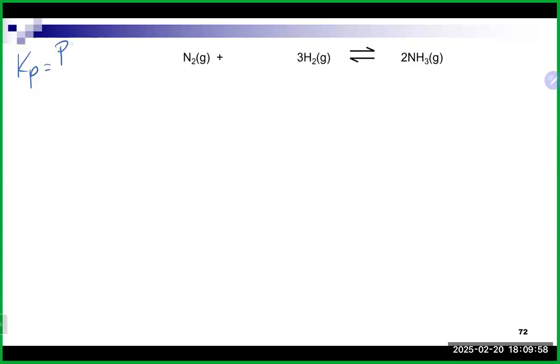So that would be the partial pressure of NH3, and we do still need to square it, divided by the partial pressure of N2 times the partial pressure of H2, and here we do need to cube it. And that's going to equal our Kp value, which is 4.31 times 10 to the minus 4. Now I'll just rewrite the table down here.